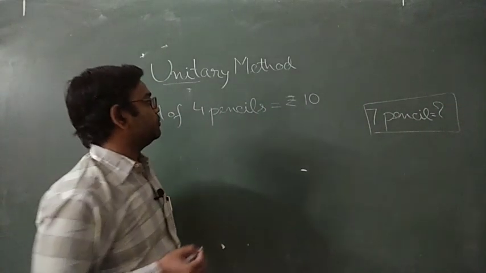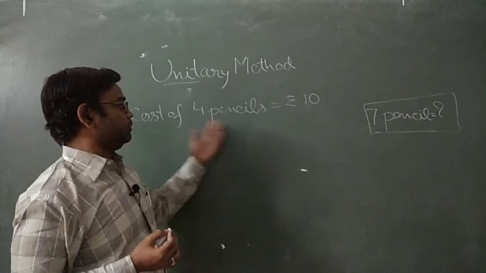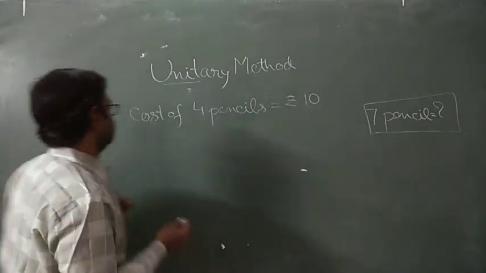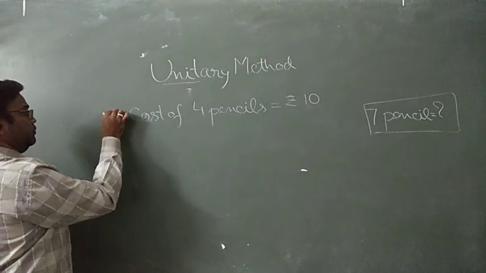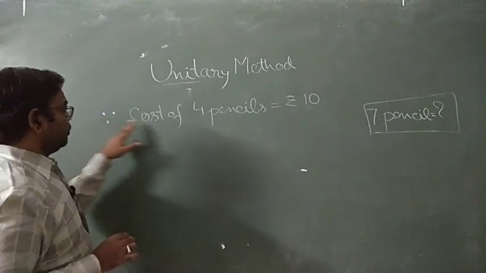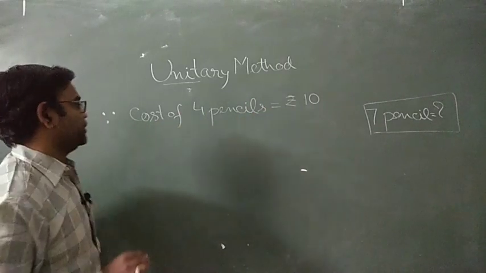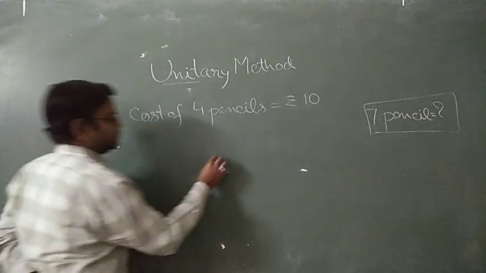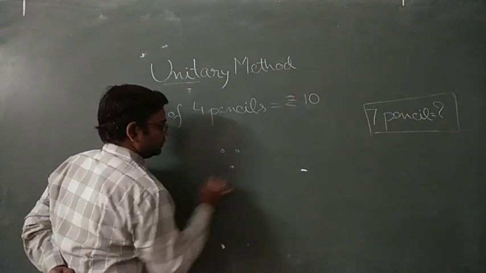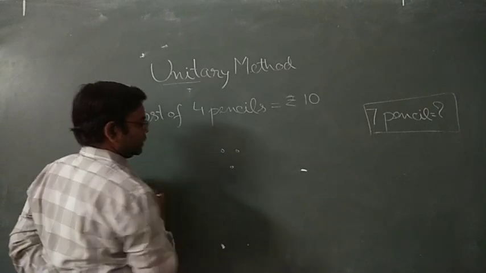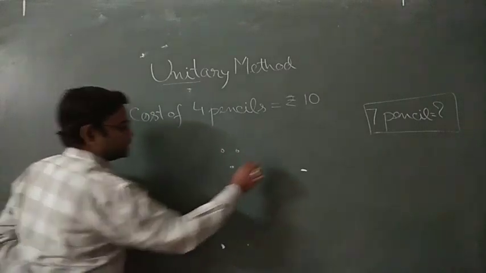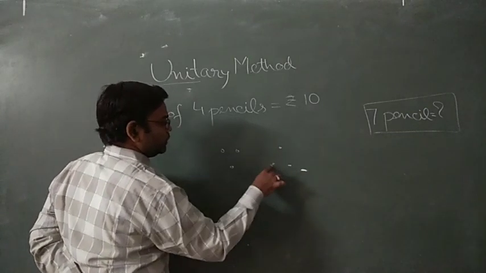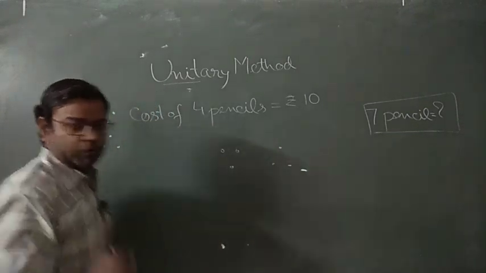So how do you solve? We first try to find out the cost of 1 pencil, then the cost of 7 pencils. So we can write this statement. Since cost of 4 pencils equals rupees 10, therefore. This is the symbol of since, two dots over one, and this one is therefore, just opposite to since. Always remember this.